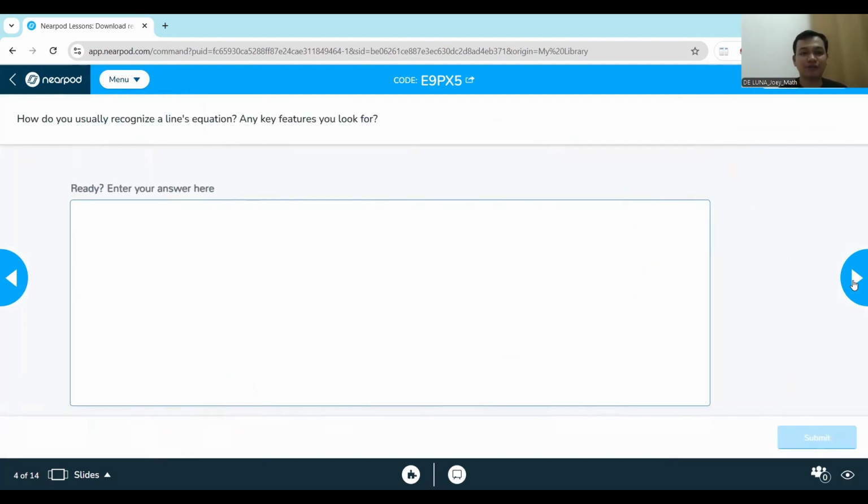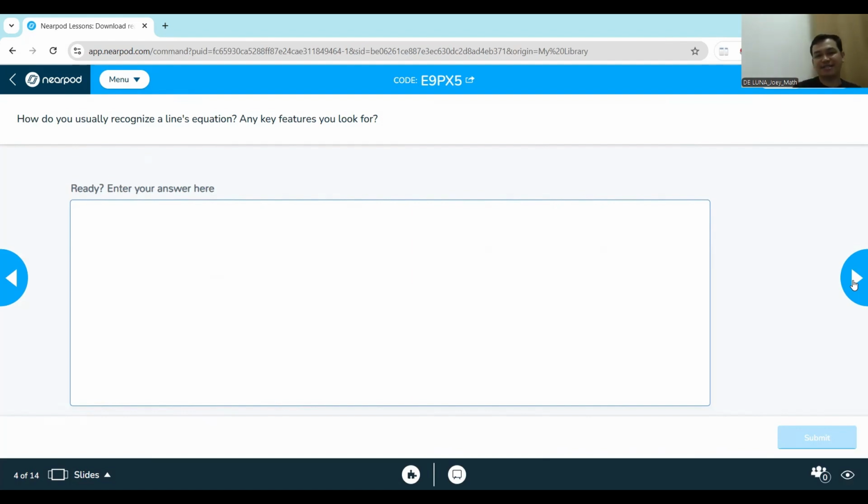Okay, to further identify your knowledge, kindly think of this question. How do you usually recognize a line's equation? Any key features you look for, right? So once you have an answer in mind, kindly type in your answer in this open-ended activity.